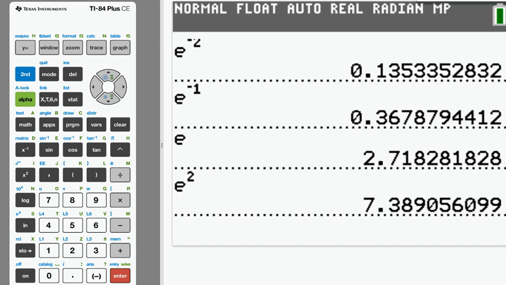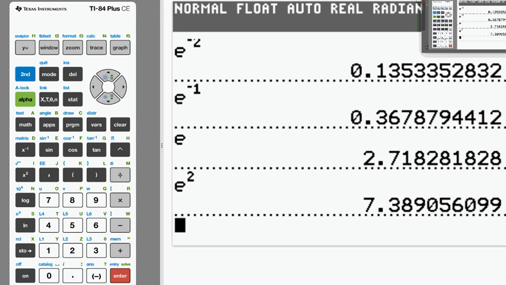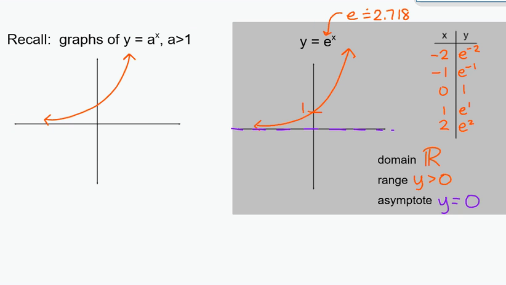Okay, so back to the table of values. Okay, so we get approximate values for these numbers, about 0.14. My equals with a dot means approximate. About 0.37. E to the first is about 2.718. And e to the second is about 7.39. You could use those for more accurate graphing.